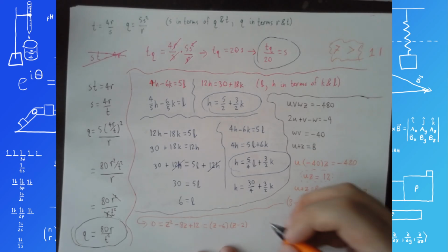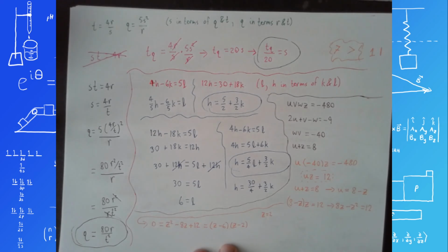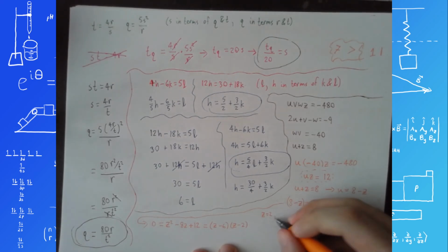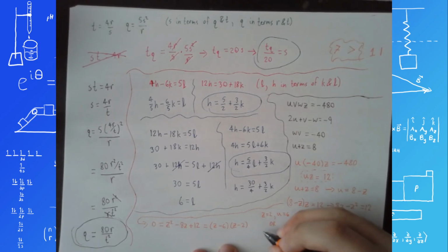So already we're seeing two different possibilities. Either z equals 2, in which case u equals 8 minus 2. So u would be 6. Or we have z equals 6 and u equals 2.